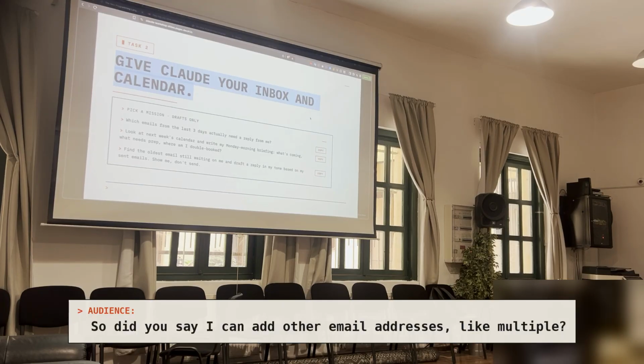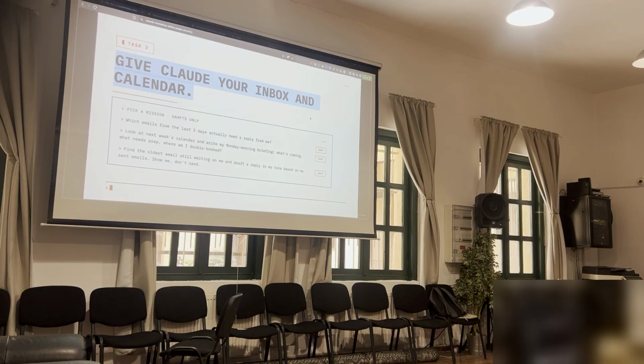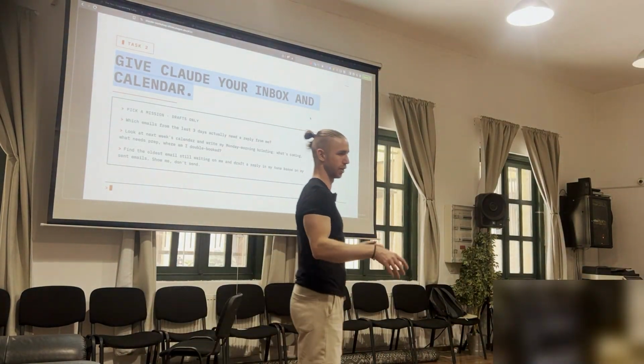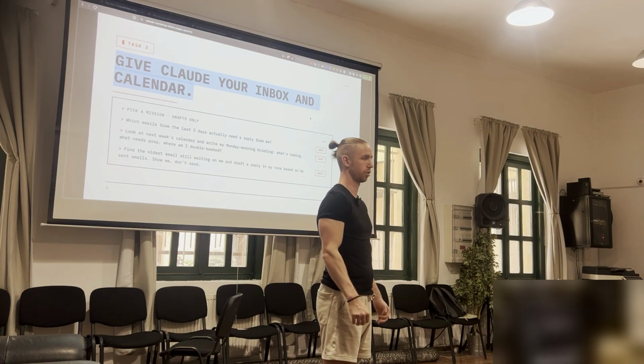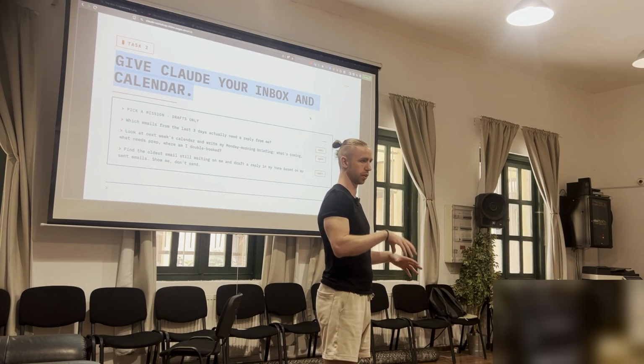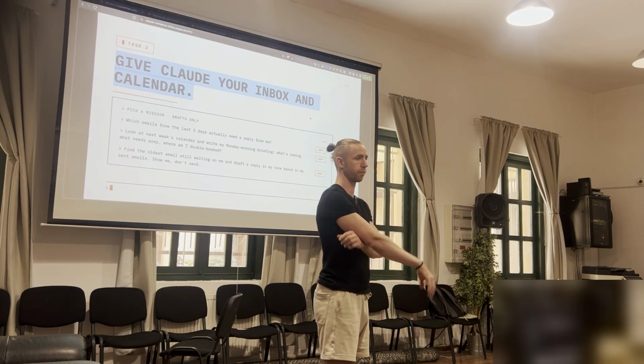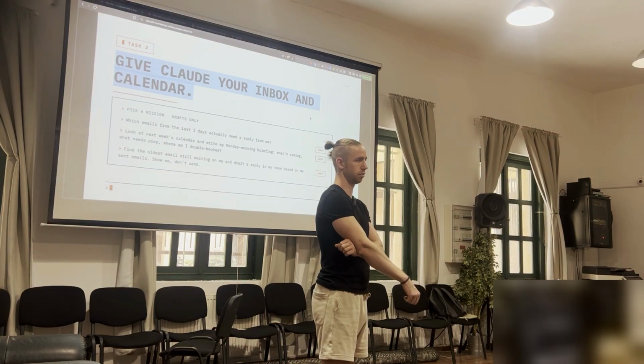So I just add a different workflow. So did you say I can add other email addresses, like multiple? How does that work? You should be able to. I think you can only connect one connector directly in the app. But there should be some ways to work around it. You could even ask Claude, hey, I have this problem, how can I connect multiple addresses? Or you could forward them all to a specific email address automatically or something like that, and then it could read those.